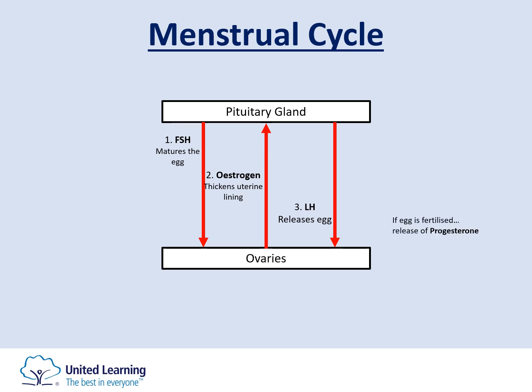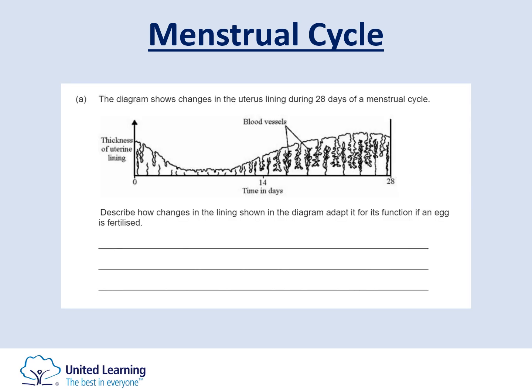And if the egg becomes fertilized, then we get the release of progesterone. And progesterone's job is to continue thickening the uterine lining, to inhibit FSH and LH production. We don't want FSH and LH to be produced or released from the pituitary gland if pregnancy occurs, because that would then try to release another egg, which we don't need in the pregnancy portion.